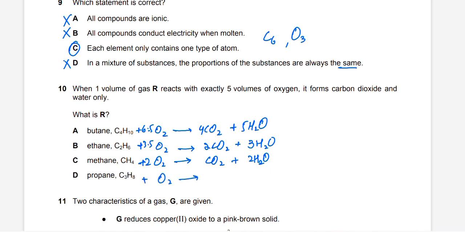Now we have the last option, O2. If it reacts, 3 carbon will become 3 carbon dioxide and 8 hydrogen will become 4H2O. 3 twos are 6 and 4 ones are 4. 6 plus 4 becomes 10. So 5O2, 5 twos are 10. So 5 volumes are consumed when 1 volume of propane reacts. Option D is correct.